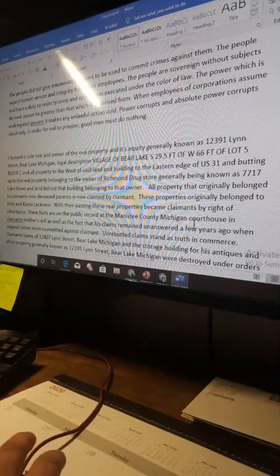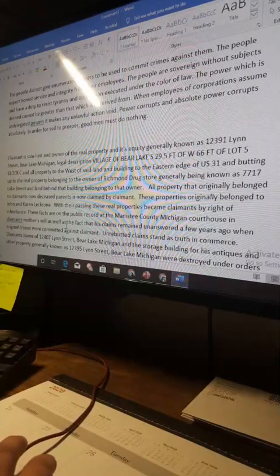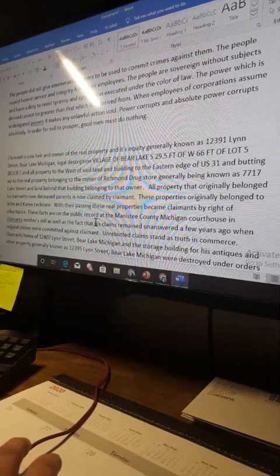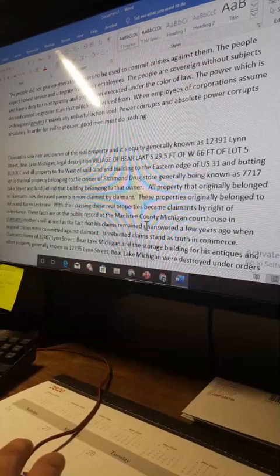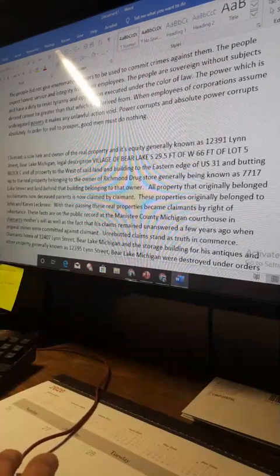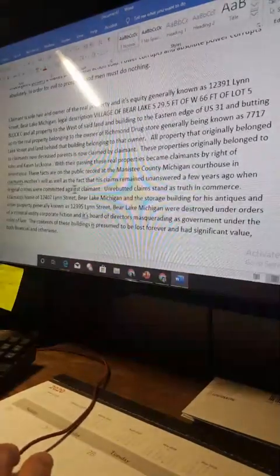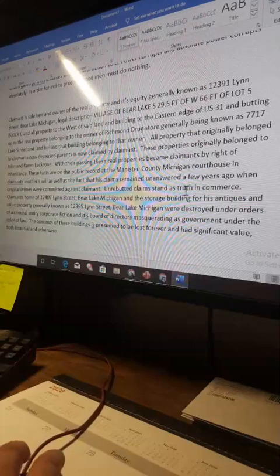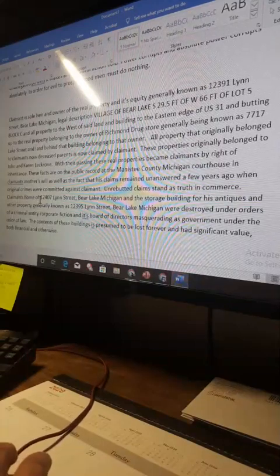These facts are on the public record at the Manistee County, Michigan courthouse in claimant's mother's will, as well as the fact that his claims remained unanswered a few years ago when original crimes were committed against claimant. Unrebutted claims stand as truth in commerce.